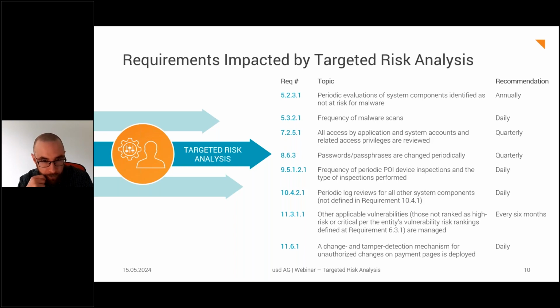Requirement 10.4.2.1 says that you should review all logs that are not covered in requirement 10.4.1 regularly. Here my recommendation would also be to do this daily. It is actually quite rare to see organizations that treat different logs differently in this way, especially since with PCI 4.0 you have to have an automatic log review anyway. So I think a daily log review only makes sense here.